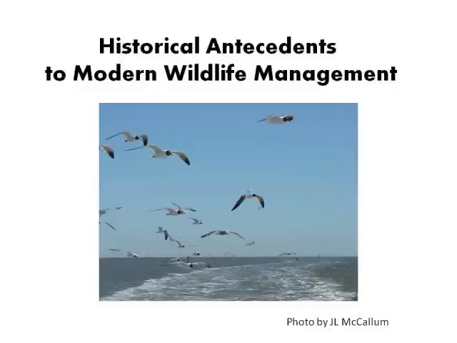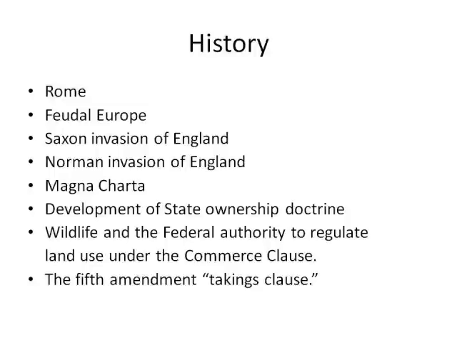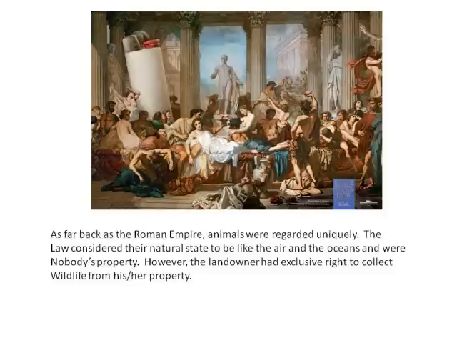Okay, so now we're going to talk about the history of the laws of wildlife management so we understand how the government got jurisdiction over wildlife and where everything sits right now. When we look at Western culture back to as early as the Roman Empire, we find that wild animals were looked at kind of like we look at the ocean and the air, in that they were part of the public trust and they didn't really belong to anyone or they belonged to everyone.